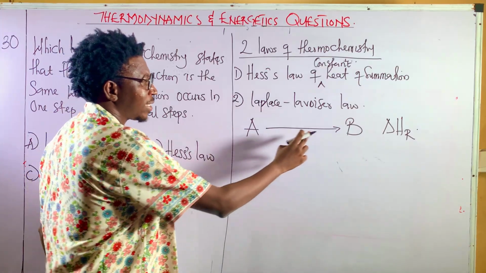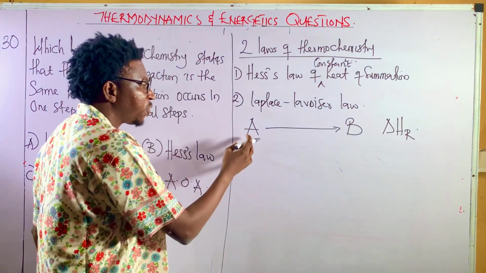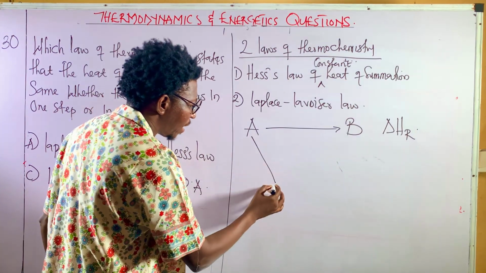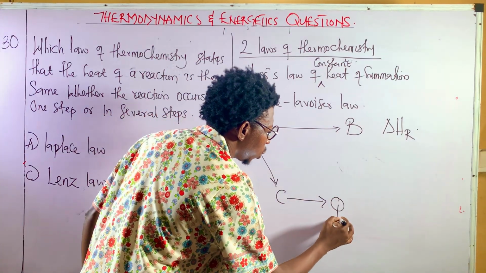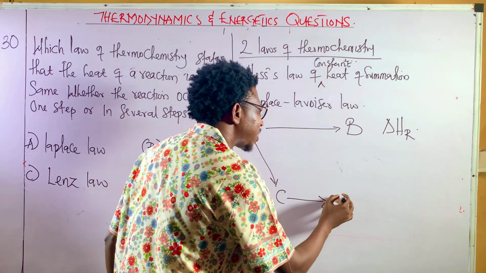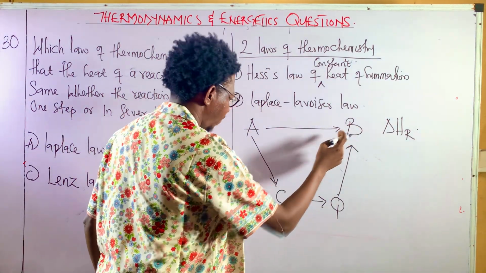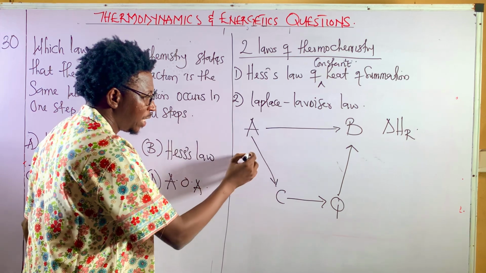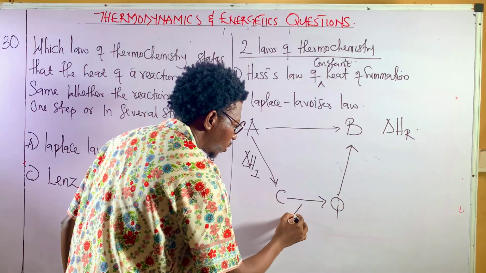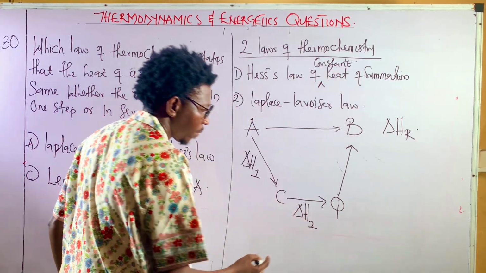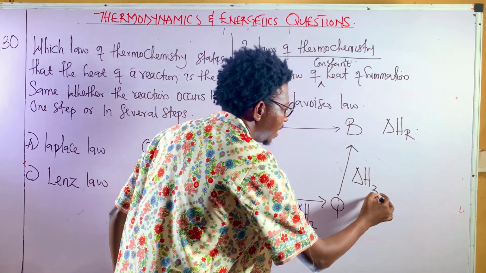If it follows one step from here to here, this is the heat of the reaction. If it follows several steps, let's say A transforms to C, C transforms to Q, then Q transforms to B. These are several steps before we go to B. From here to here, the heat associated I call delta H1. From here to here, delta H2. From here to here, delta H3.